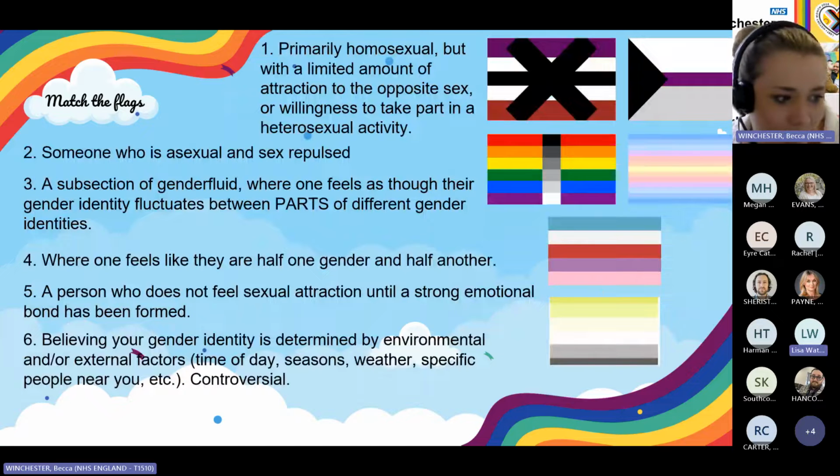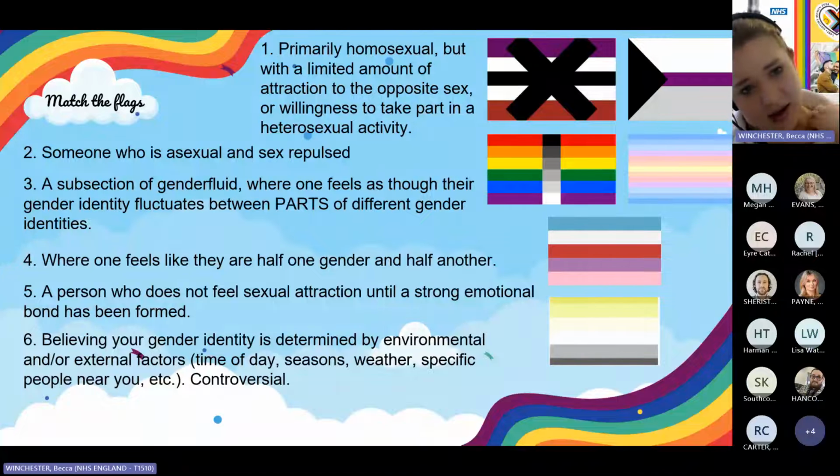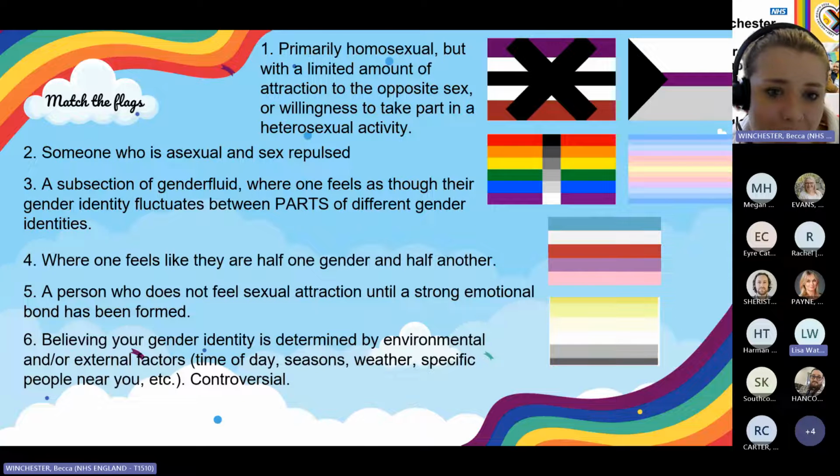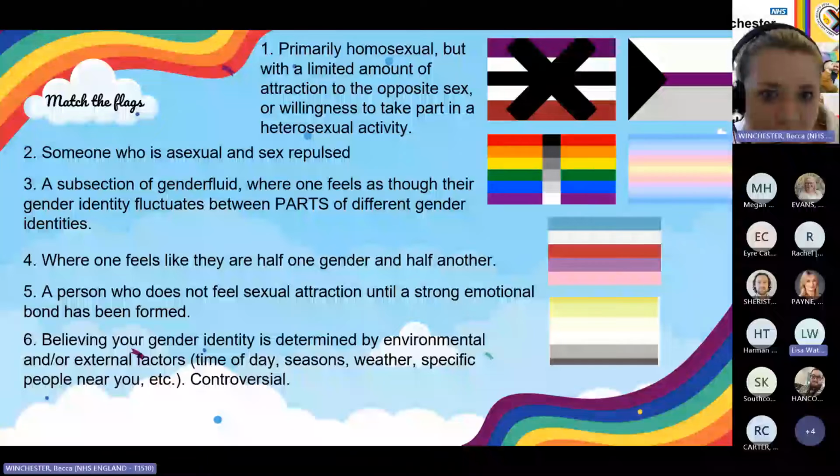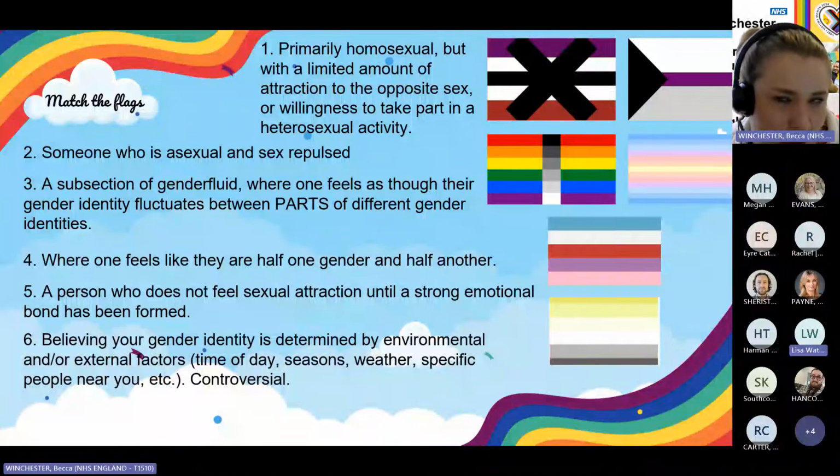So another round of match the flags. Flag statement 1, primarily homosexual, but with a limited amount of attraction to the opposite sex or willingness to take part in a heterosexual activity. So again, left to right on the flags and then top to bottom.